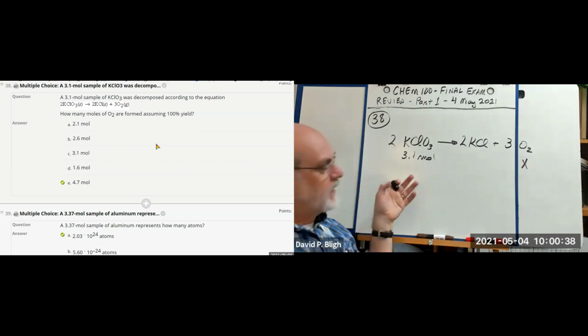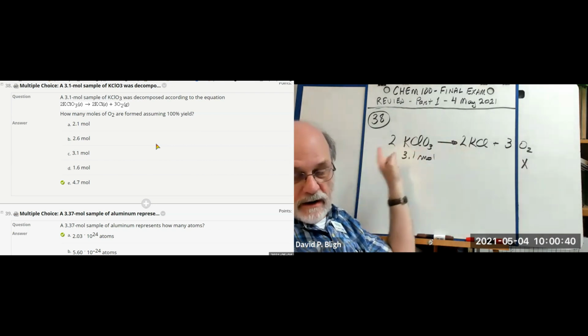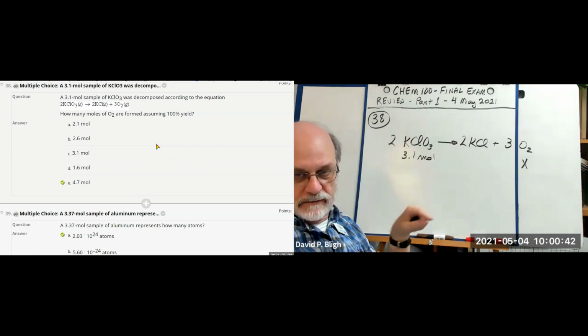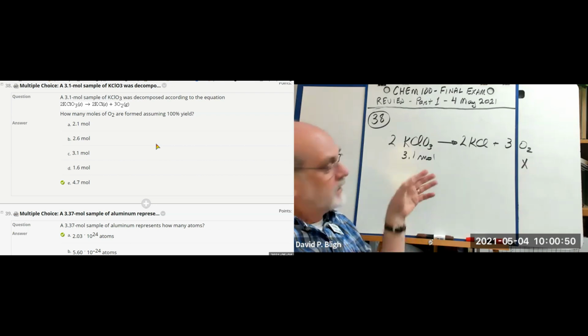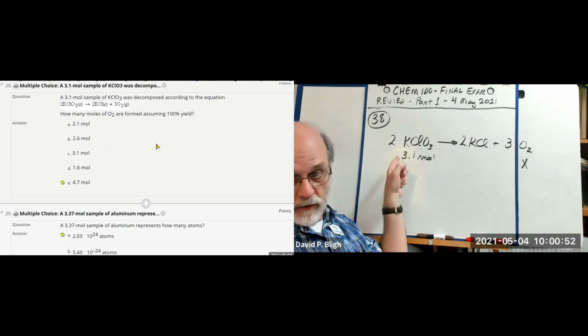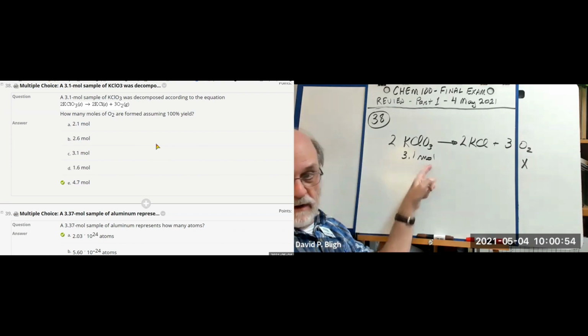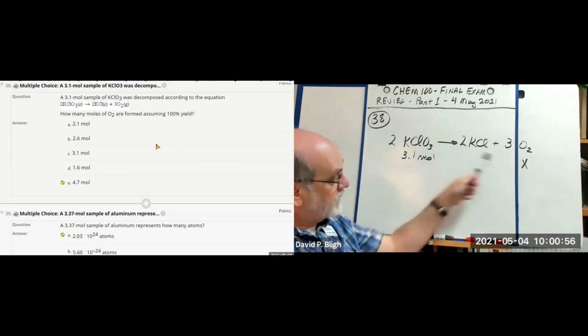And I've always said, you can't go anywhere in a balanced equation unless you have moles. If you've got volume, you're stuck. If you've got mass, you're stuck. If you've got concentration and volume and whatever, you're stuck. You've got to have moles. We've already got moles. So now we can convert from that to that.